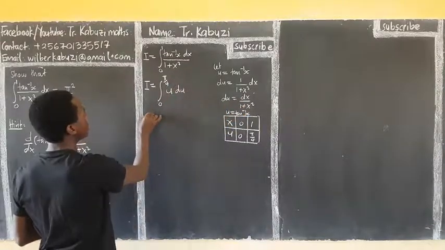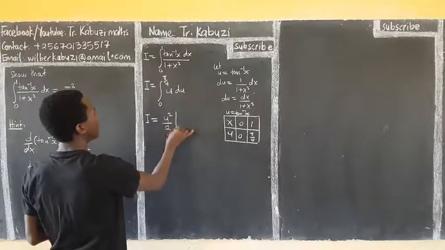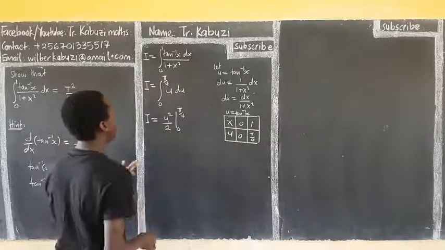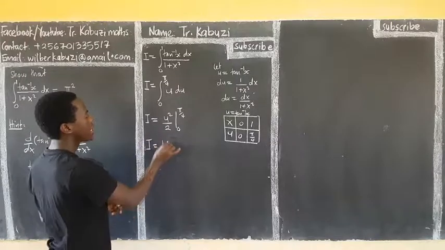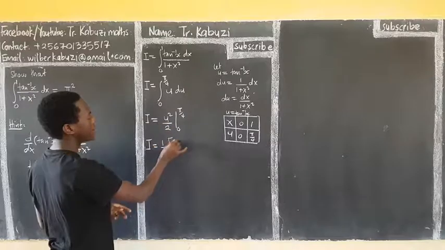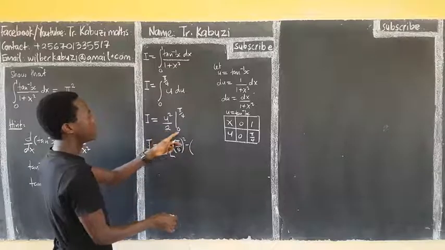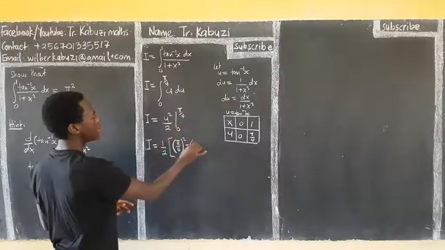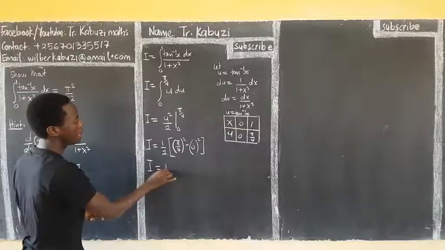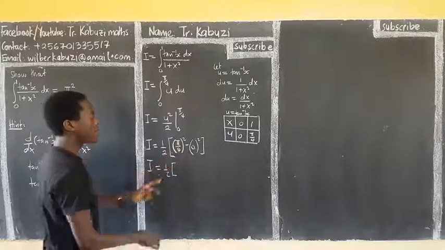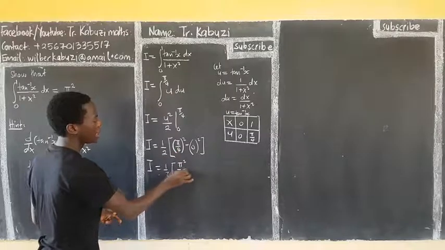Then the x over 1 plus x squared is the du. Then we integrate this. When you integrate u, you get u squared over 2 from 0 to pi over 4. Now we just substitute in the upper limit and then the lower limit. So I have a half outside, this half into pi over 4, the whole squared, minus 0, the whole squared. So now our integral is going to be a half into, when you square pi, you get pi squared over, when you square 4, you get 16.